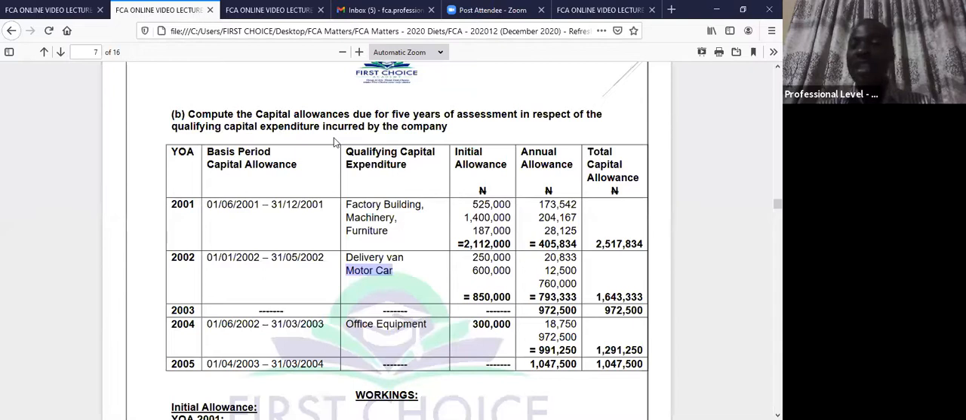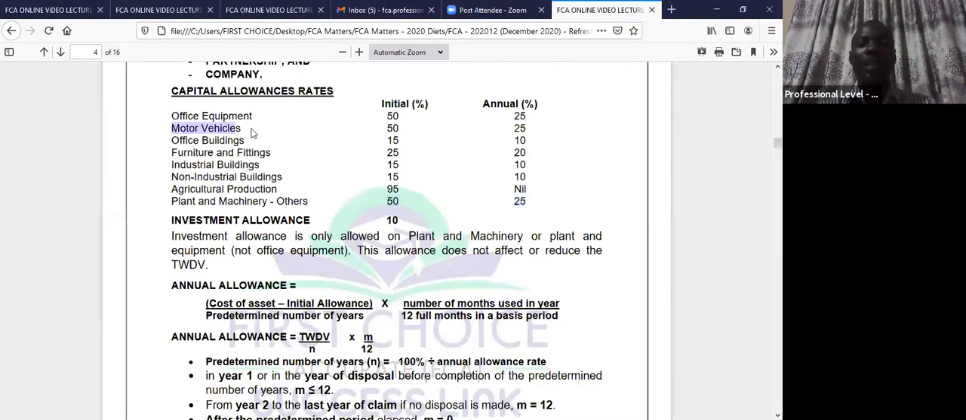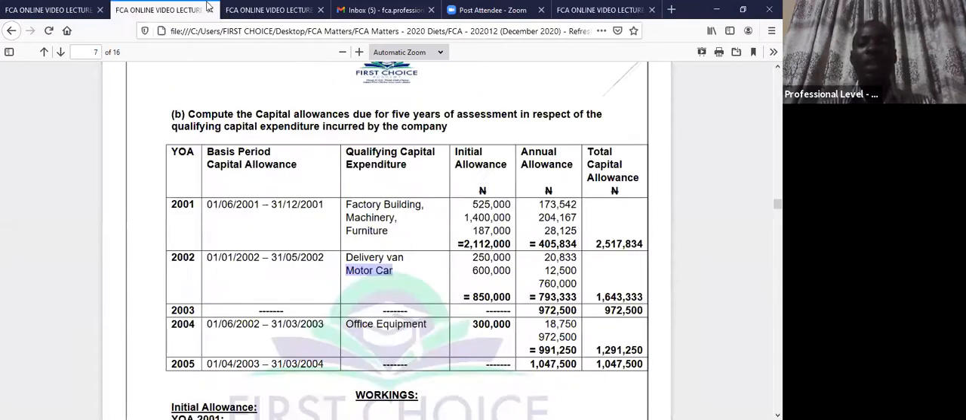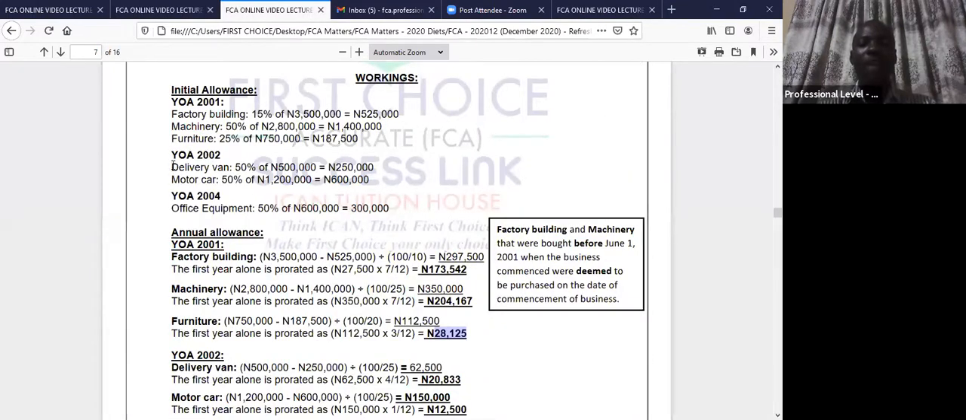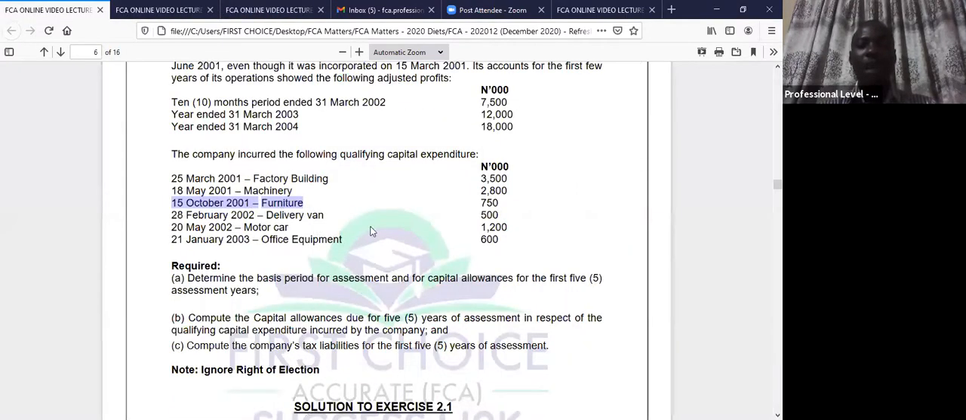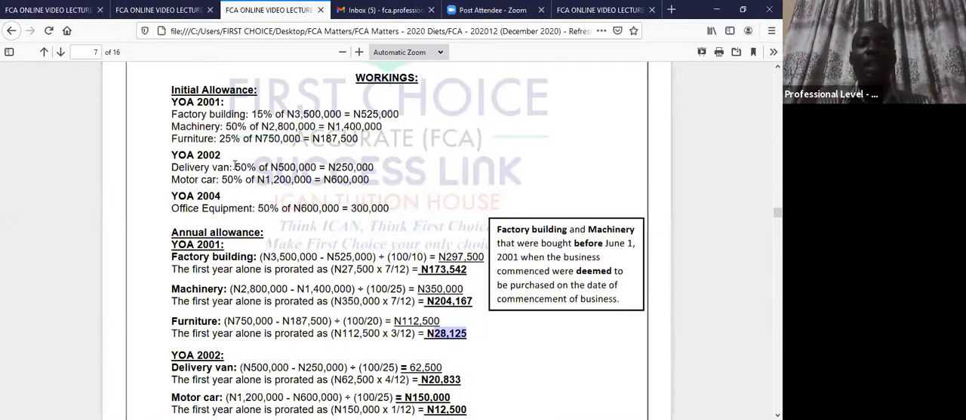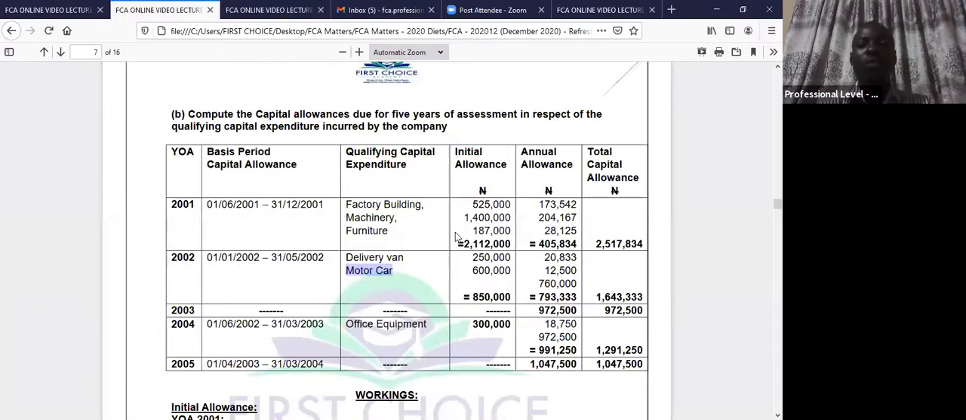And so they qualify for initial allowance. Don't you think so? So if you look at the table, both motor vehicle, motor van, and delivery van are all motor vehicle. So initial allowance is 50%, annual allowance is 25%. So let's do that quickly. We'll come to 2002. Delivery van is 50%. How much did we buy it? 500,000. So it's confirmed here. 500,000 was how much we bought it. This other one was 1.2 million. So we come and 500,000 times 50% will give you 250. So that's the 250. The other one is 1.2, 50% will give you 600. So that's the 250 and the 600 we have here. When we add them together, we are getting 850 as our total initial allowance.